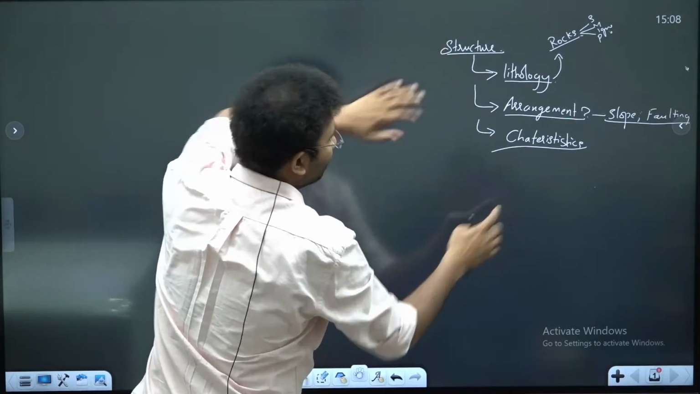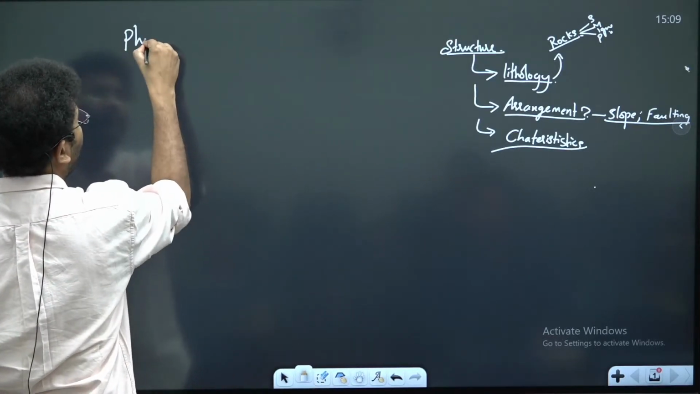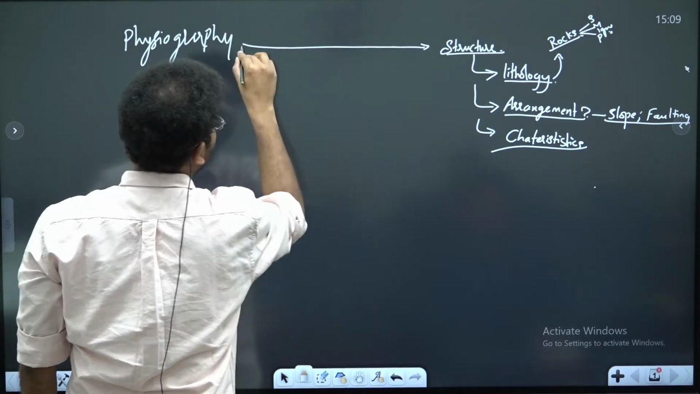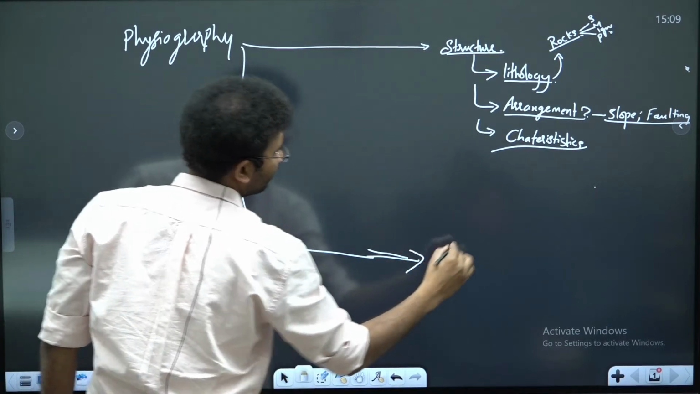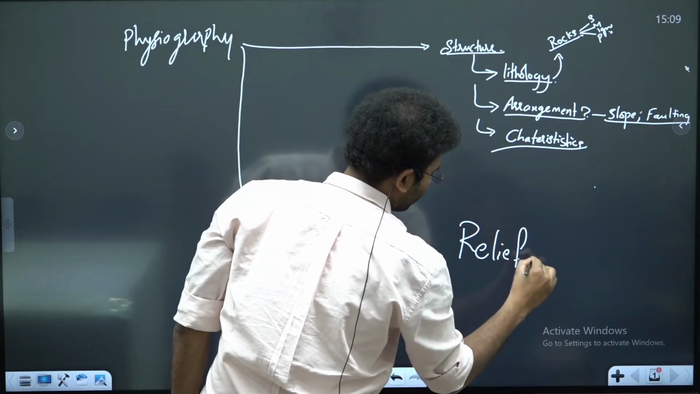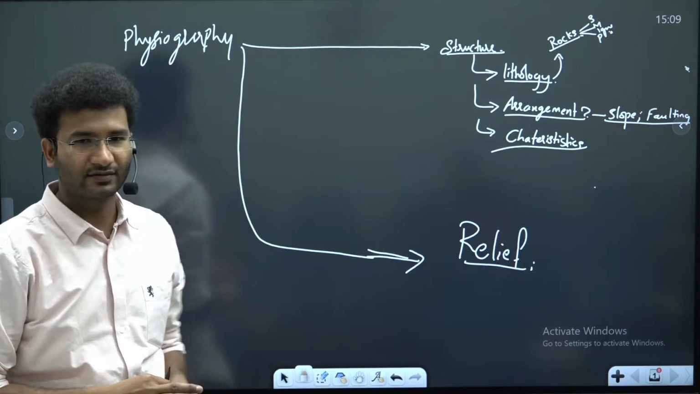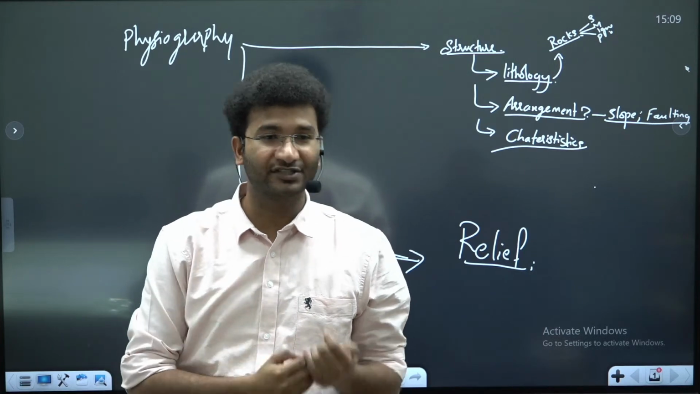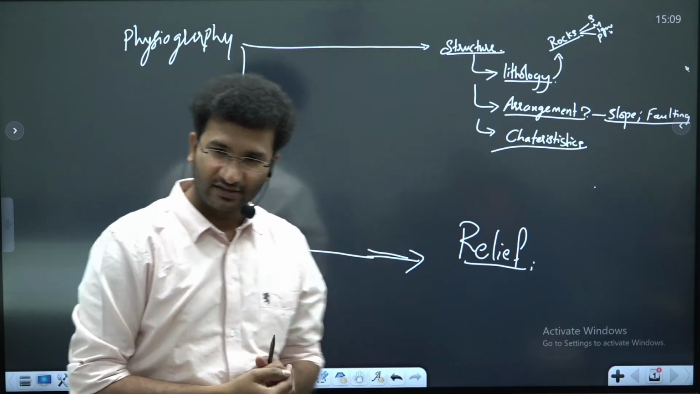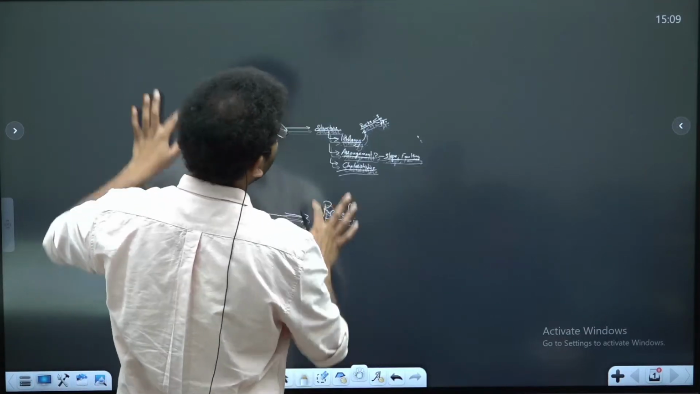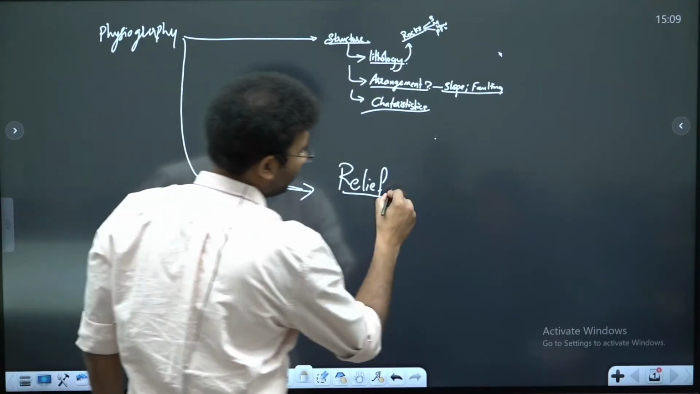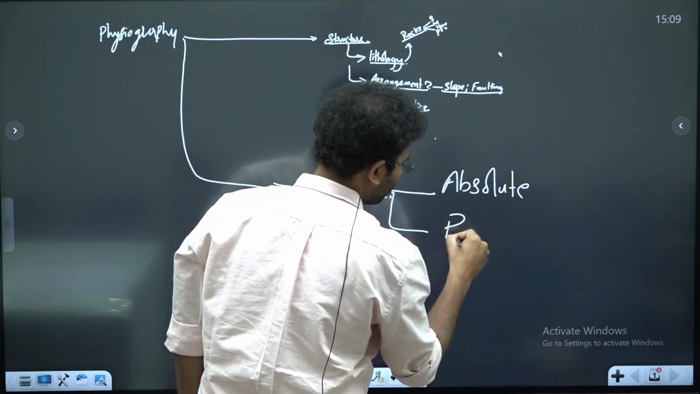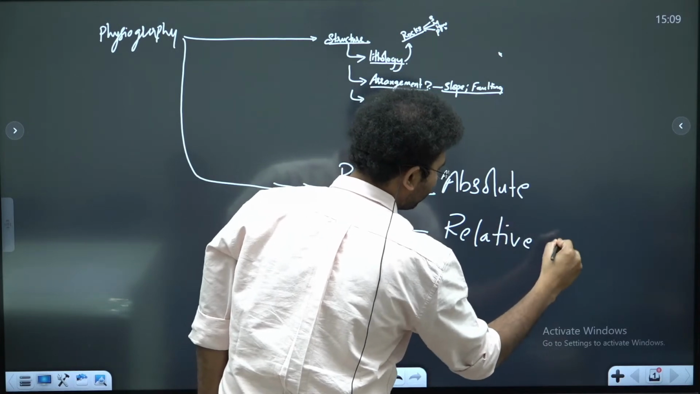ठीक है? Now physiography consists of one. First one is structure. Now the second one you need to know is relief. क्या है relief? वर्ड तो सुना है ना आप लोग? Yes, height is relief, but लेकिन ये height कहाँ से measure किया जाएगा? Sea level से. तो this is a very common word which you'll know, but you need to know what is absolute relief and what is relative relief.